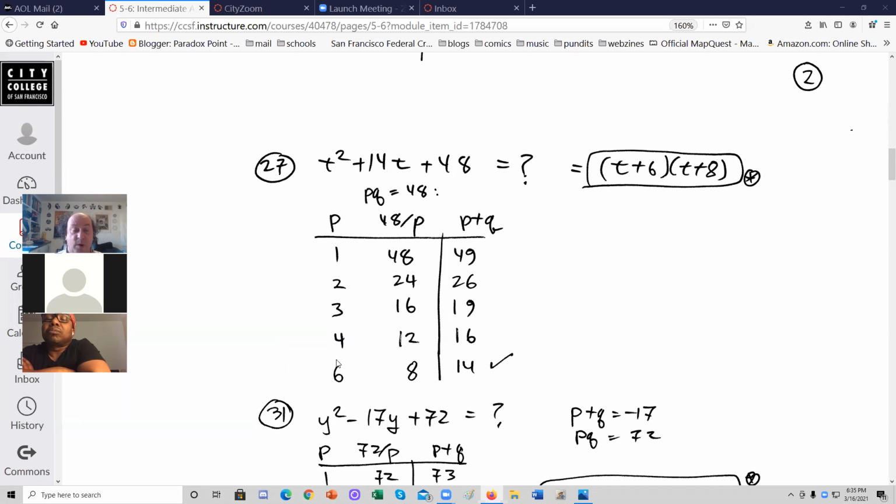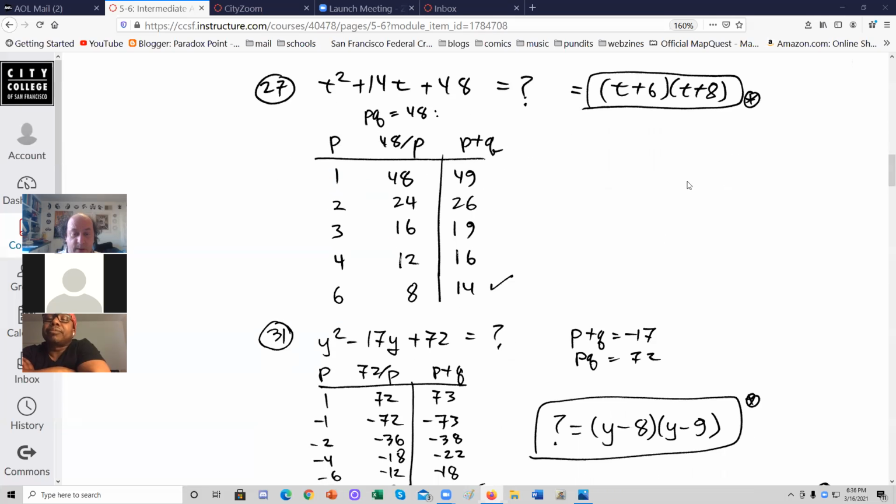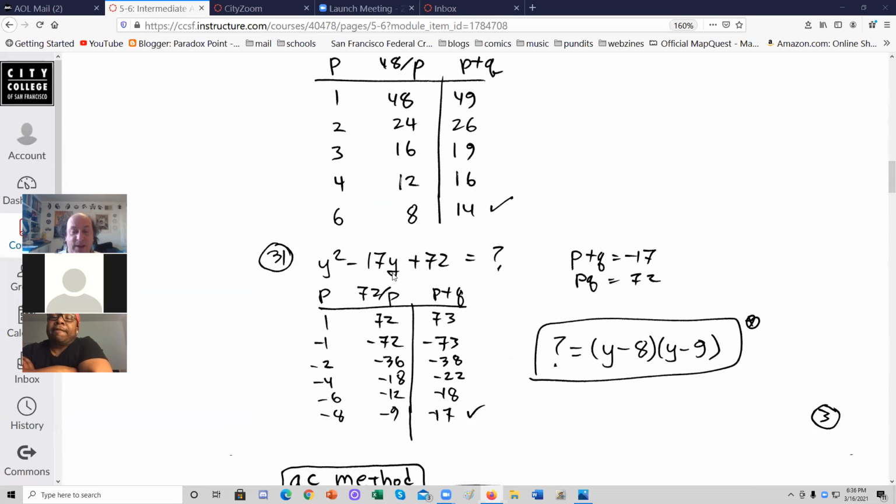And 5 doesn't work. 5 doesn't go into 48. Let's try 6. 48 over 6 is 8. Their sum is 14. Yes. So this factors into t plus 6 times t plus 8. And there we are. Here we have a negative number. Things get a little gnarlier here, but not too gnarly.